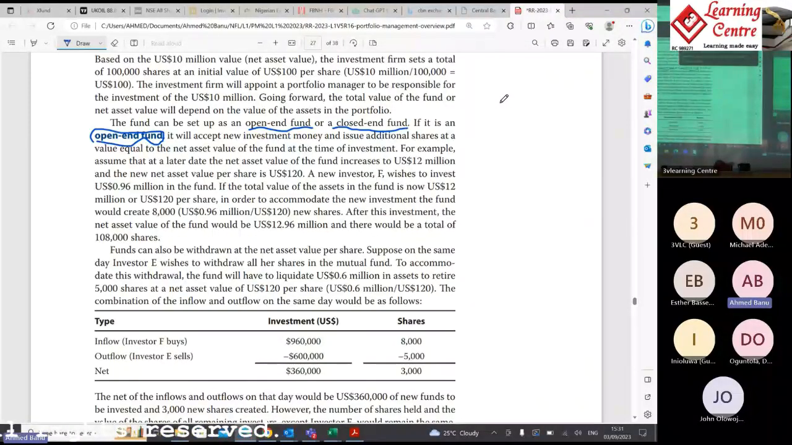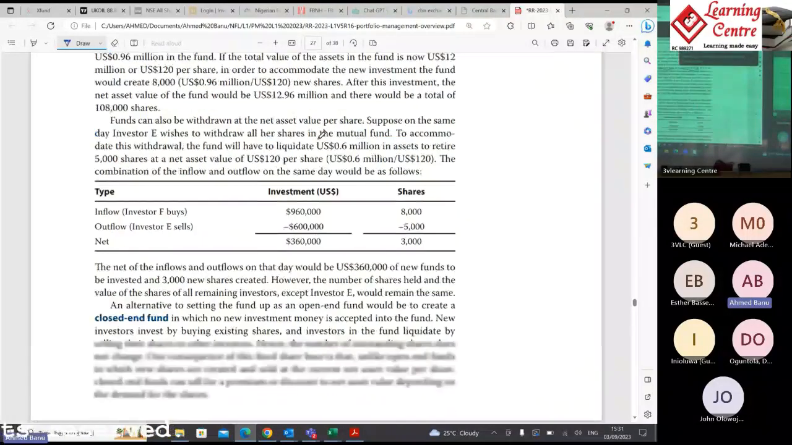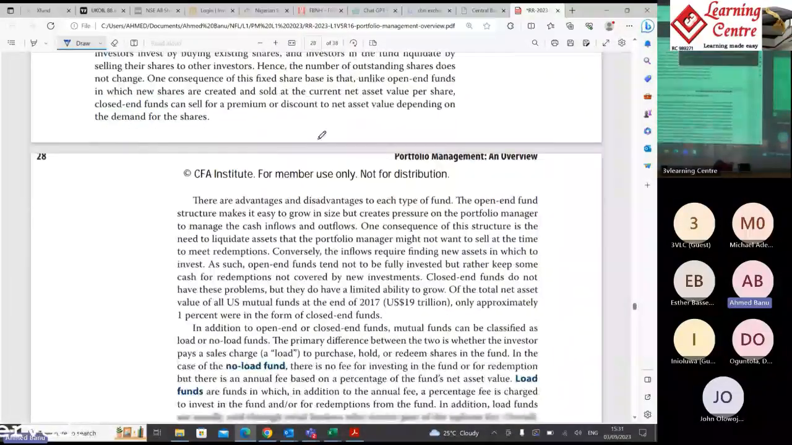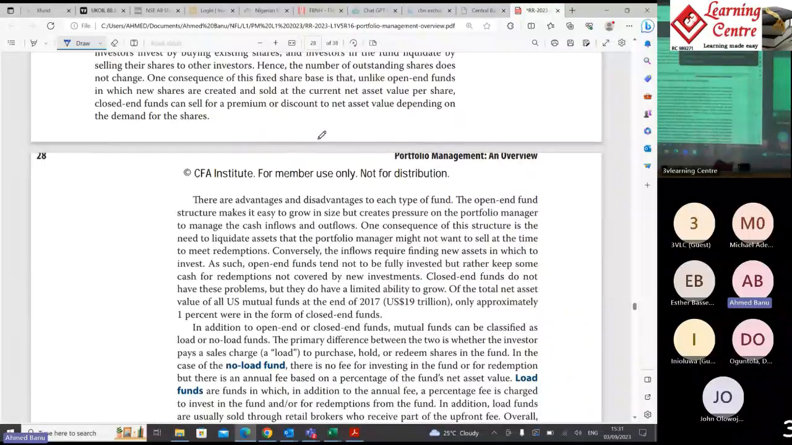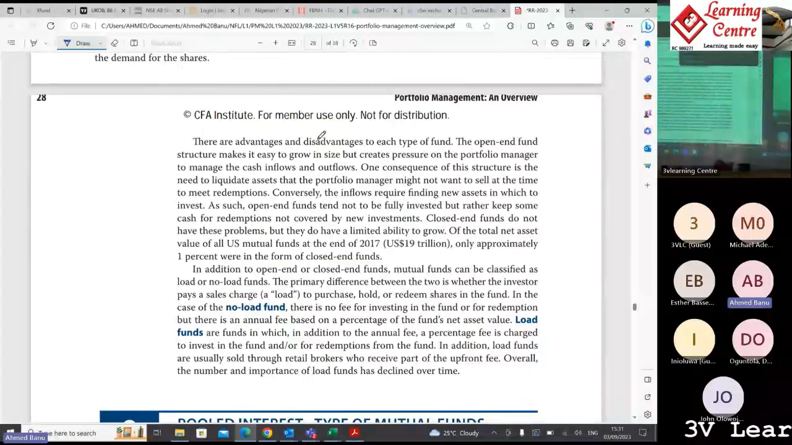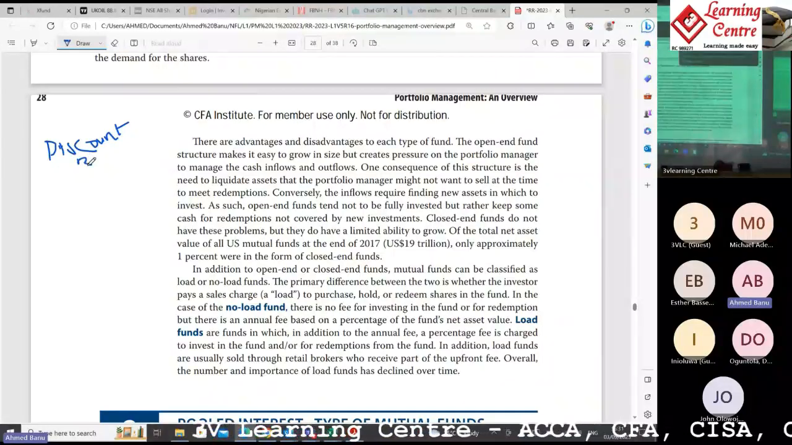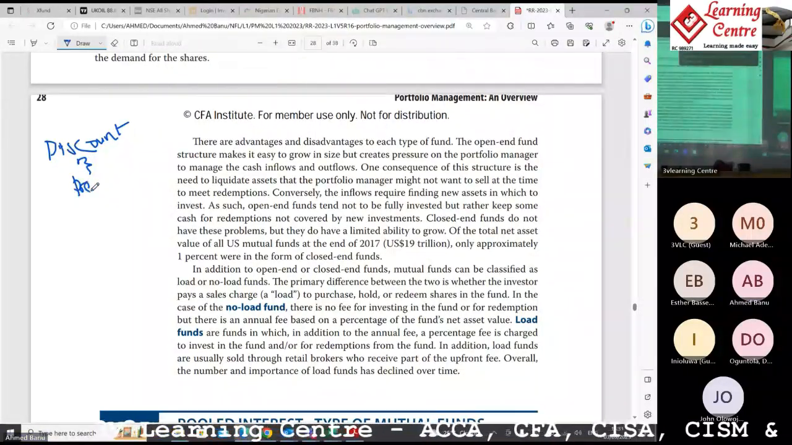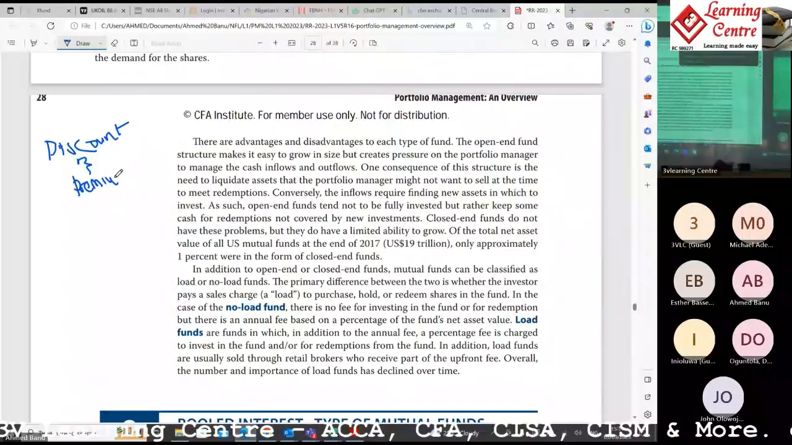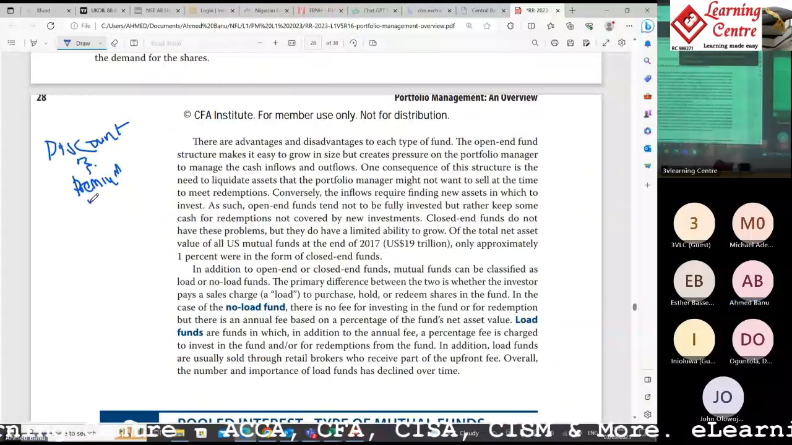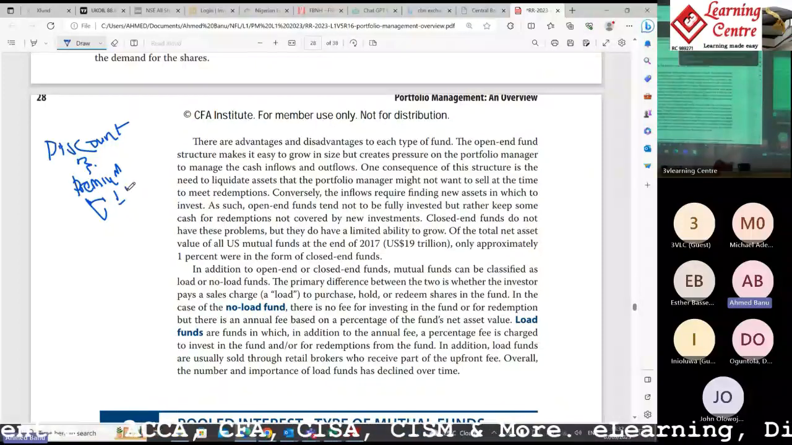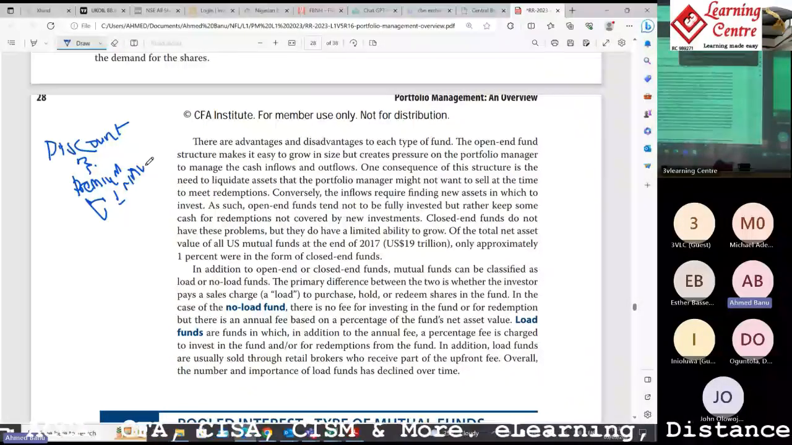Now, lastly, there's something about closed end that I want to mention. There's a particular problem with closed end. One thing about closed end you need to understand is something we call discount and premium to the NAV. Now, what do I mean?